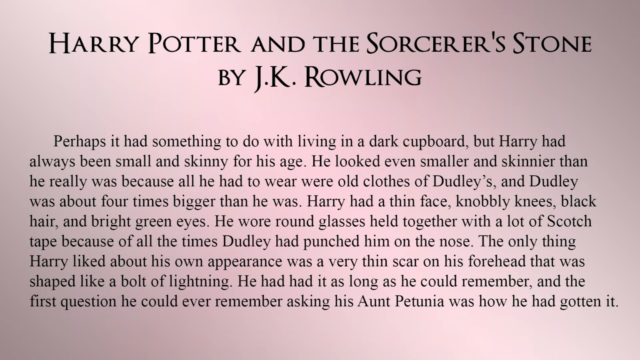Perhaps it had something to do with living in a dark cupboard, but Harry had always been small and skinny for his age. He looked even smaller and skinnier than he really was because all he had to wear were old clothes of Dudley's, and Dudley was about 4 times bigger than he was. Harry had a thin face, knobbly knees, black hair, and bright green eyes. He wore round glasses held together with a lot of Scotch tape because of all the times Dudley had punched him on the nose. The only thing Harry liked about his own appearance was a very thin scar on his forehead that was shaped like a lightning bolt. He had had it as long as he could remember, and the first question he could ever remember asking his Aunt Petunia was how he had gotten it.